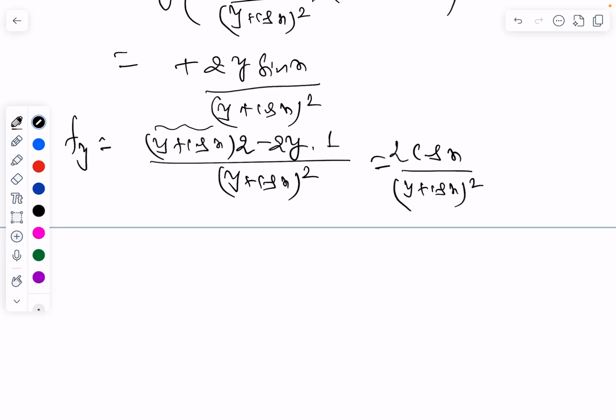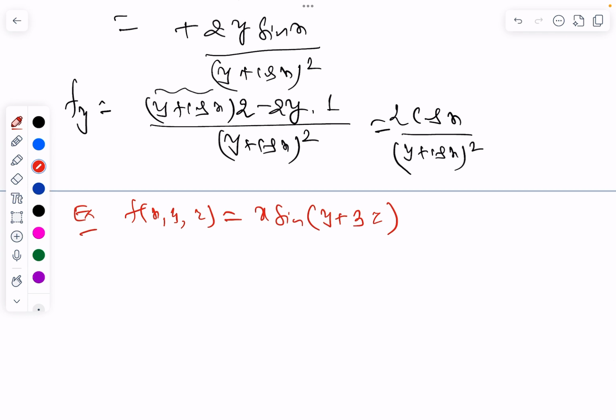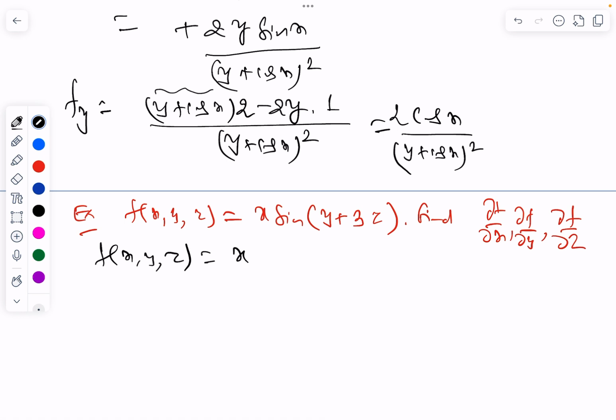Next, let us take f of x,y,z equal to x into sine of y plus 3z. Find del f by del x, del f by del y, del f by del z. f of x,y,z equal to x times sine of y plus 3z.